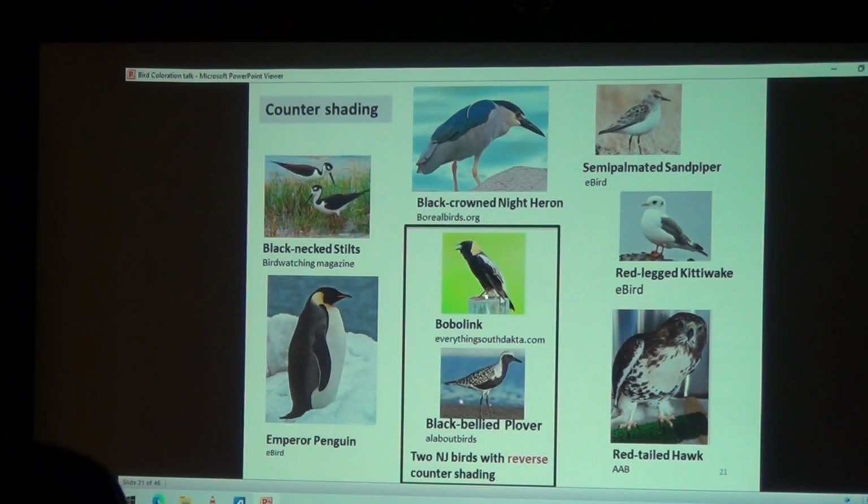So these are two North American birds. They also both happen to be seen in New Jersey. And this is in their breeding plumage. These two have reverse countershading, at least in this plumage, in the breeding season. And these look a little odd to us because we're not used to seeing reverse countershading.